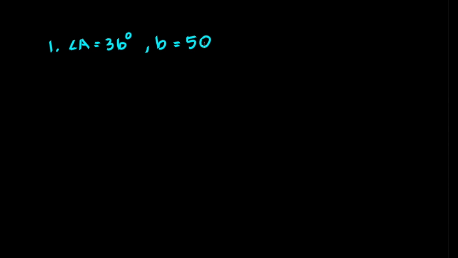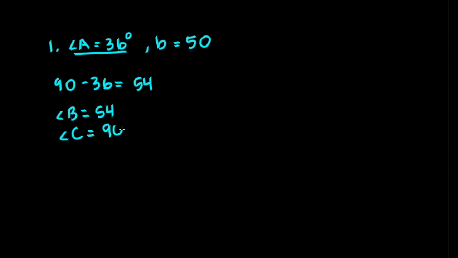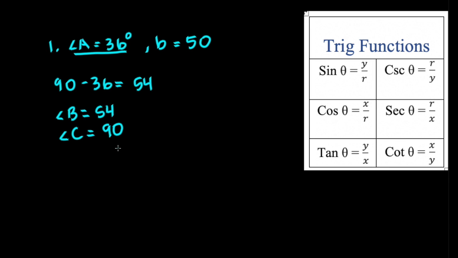So since the measurement of angle A plus the measurement of angle B equals 90, we know that 90 minus 36 equals 54. So we know that the measurement of angle A equals 36, the measurement of angle B equals 54, and the measurement of angle C is going to equal 90 since we are in a right triangle. Now let's look at our trig functions.